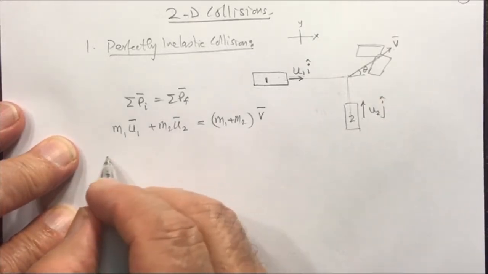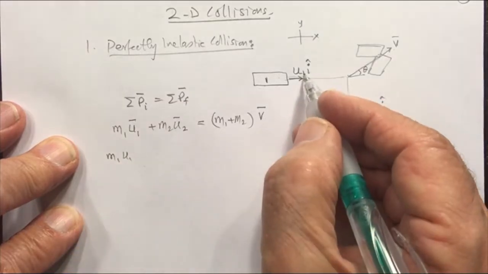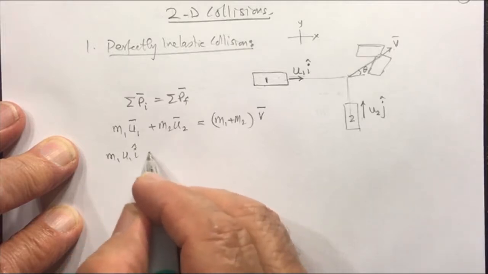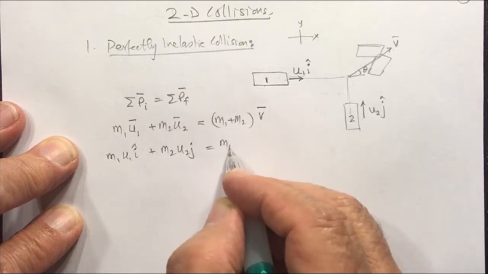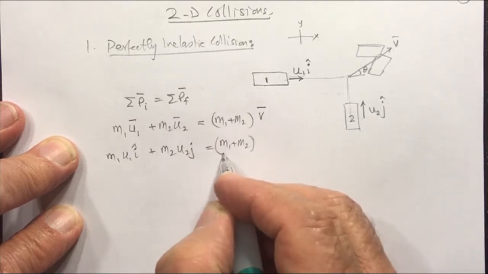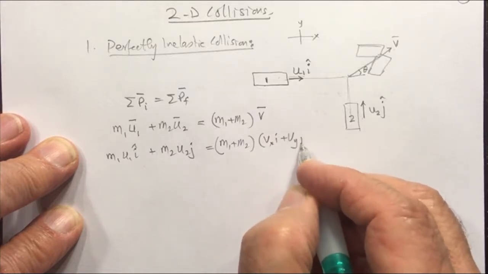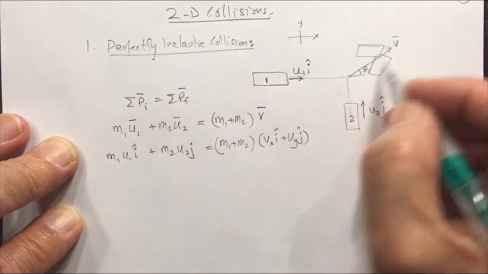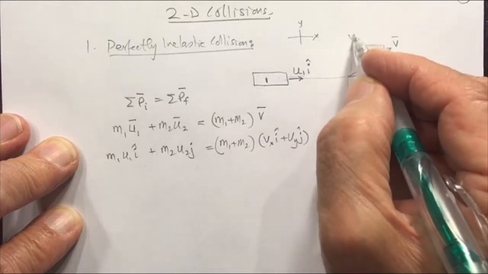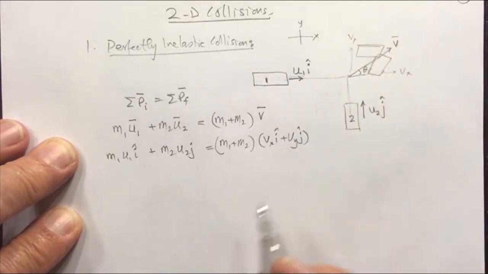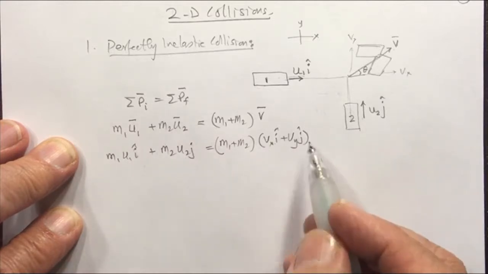Now m1 u1 will be m1 u1 i, and this will be m2 u2 j, equal to m1 plus m2 times vx i plus vy j. This v will have two components, the x component and the y component. The x component is vx and the y component is vy. So v is going to be vx i plus vy j.